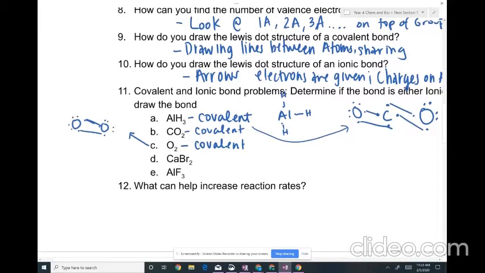I count up my electrons, so I go 1, 2, 3, 4, 5, 6, 7, 8. 1, 2, 3, 4, 5, 6, 7, and 8. Right, so those are going to be some of my things on there.